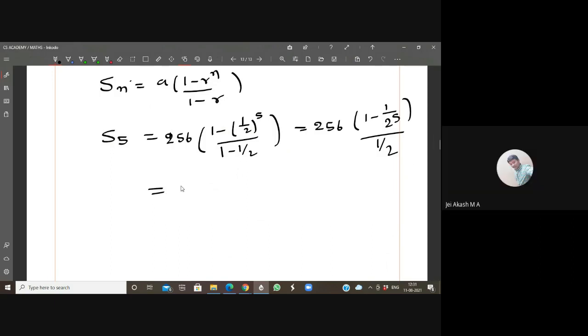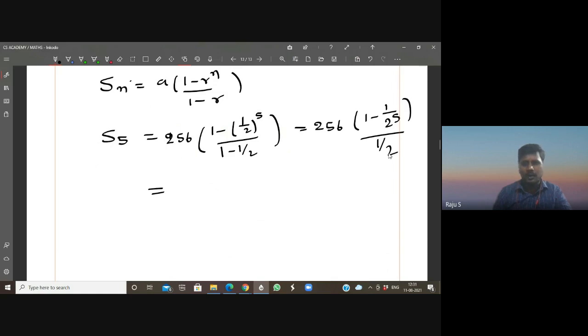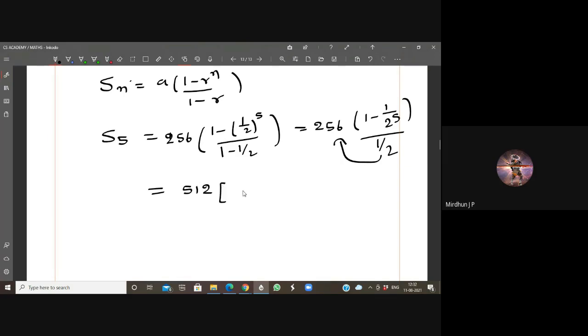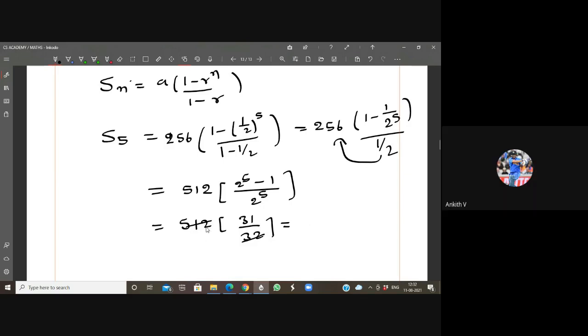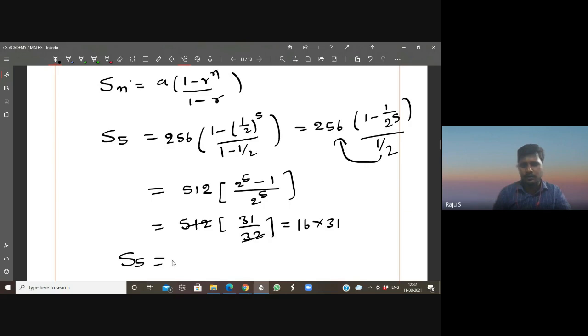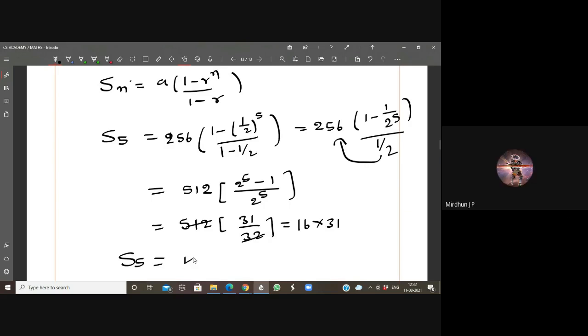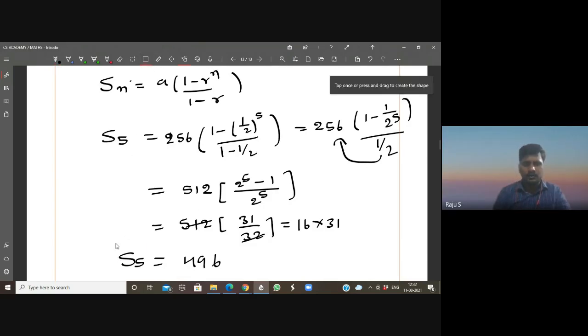This 2 becomes 32. You can take LCM. And 2 into this 256 becomes what? 512. We can calculate in a different way. 512 into 31 by 32. 512 and 32 will get cancelled. 32 times 16, so 16 times 31. So what about this, 16 into 31? 496. Okay, fine. So this is the required answer.